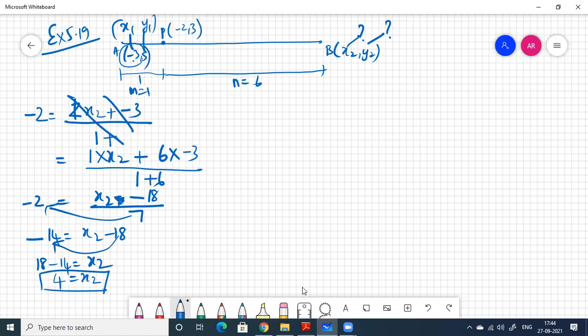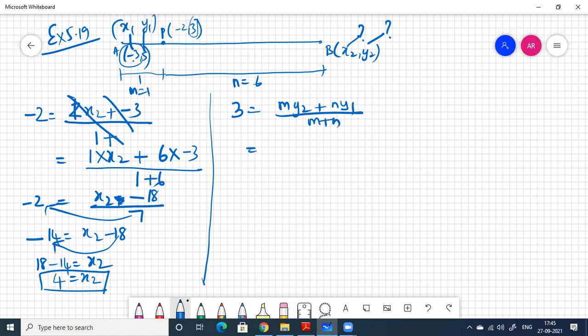So easily you found out x2. Use the same way for getting y2 also. This one, this is 3. 3 is equal to m into y2 plus n into y1 divided by m plus n. This is the formula.